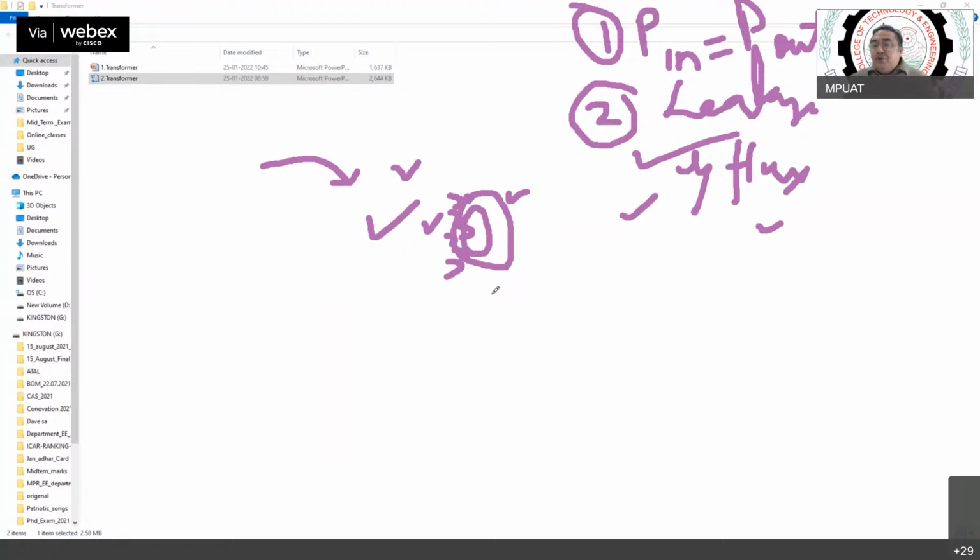Whatever flux is being produced by the primary winding, the whole flux is linked to the secondary winding, and whatever the secondary winding is producing is linked to the primary winding. This is what is meant by leakage flux being absent. I think it is very clear that input power is equal to output power, no losses are there, and leakage flux is absent in the case of an ideal transformer. So what happens in an ideal transformer?